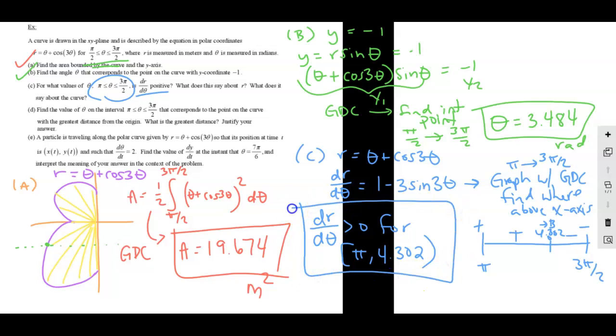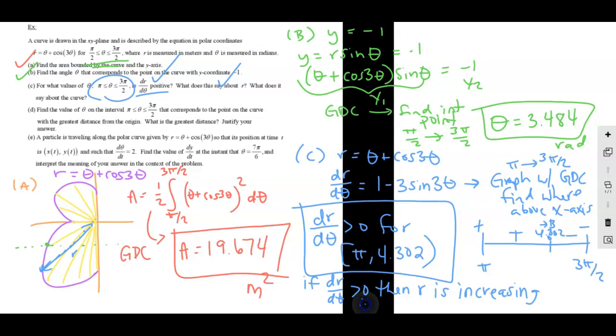There we go. There is where the derivative was positive, so that part's done. What does that say about r? If dr/d theta is positive, then r is increasing. So that answers this. What does it say about the curve? Remember, r is the distance from the point on my curve to the pole. So if r is increasing, that means the curve is going to be moving away from the pole.